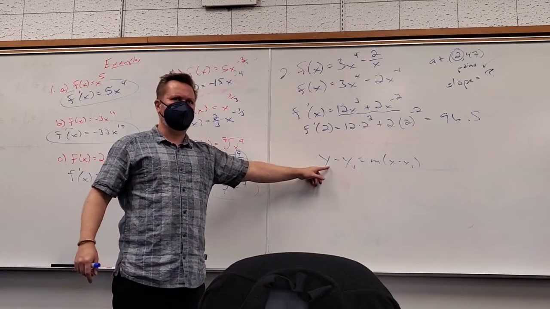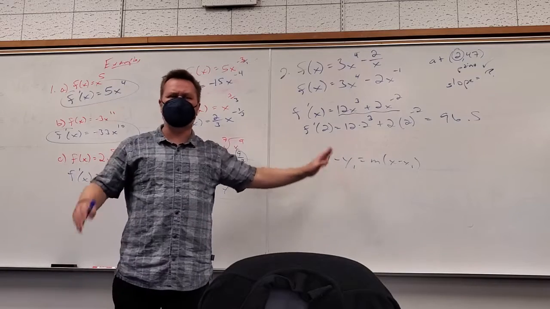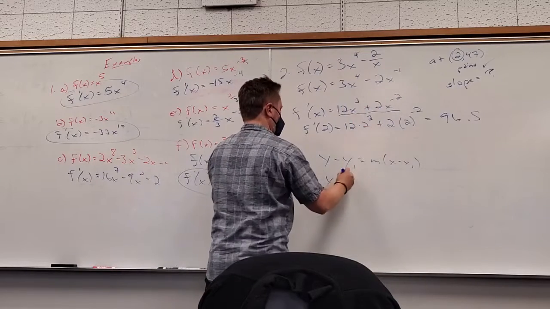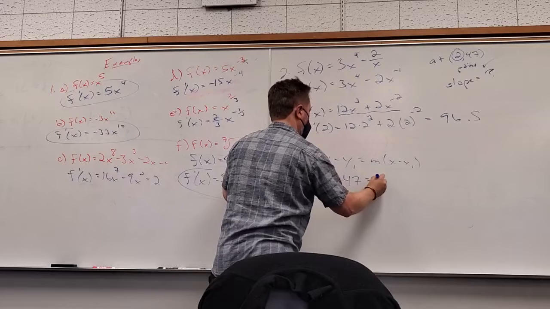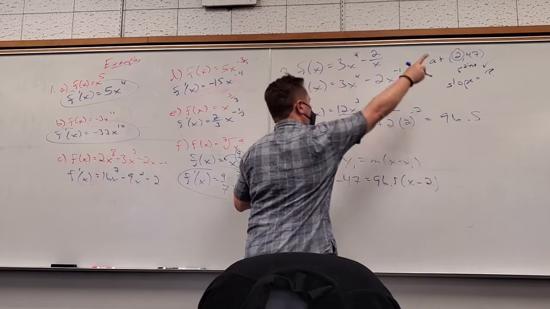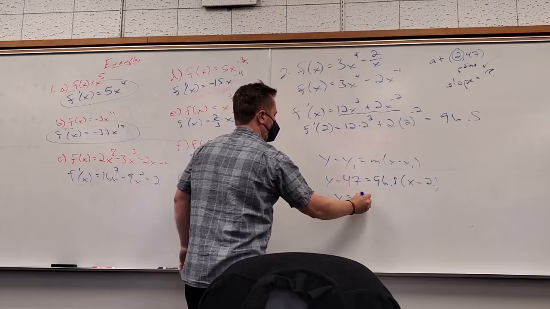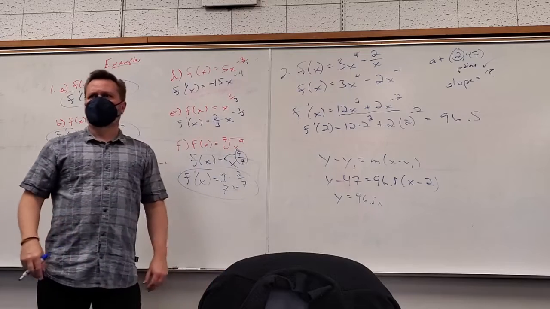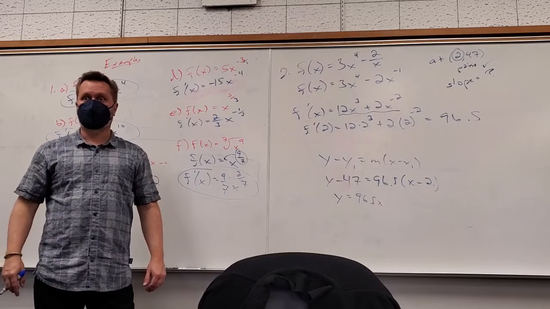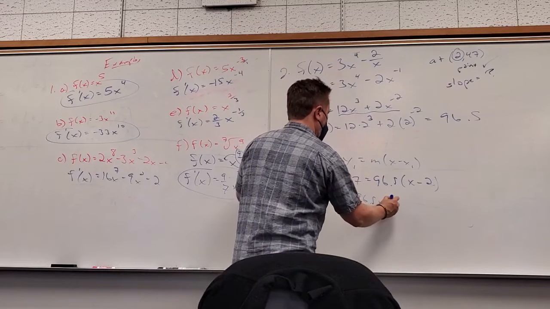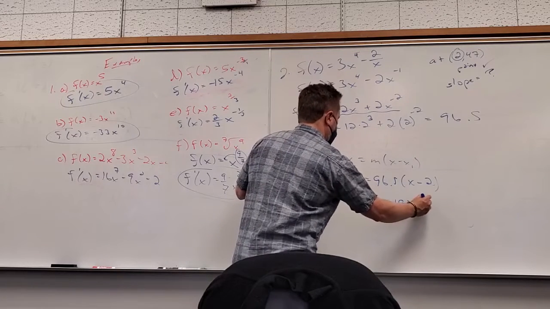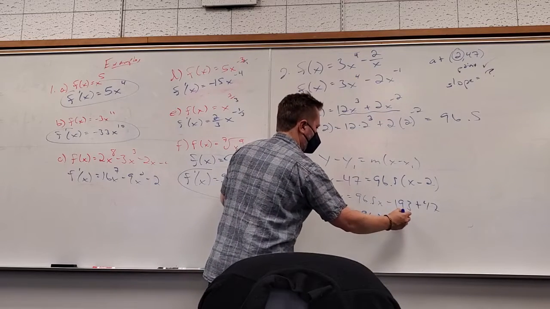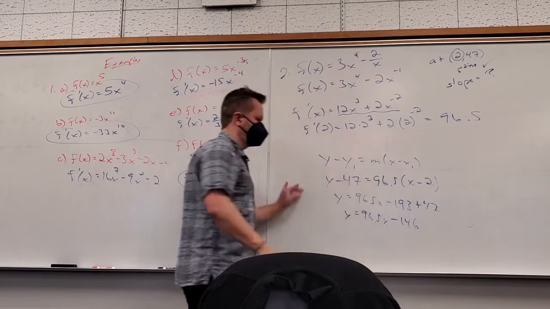I try to use this when I'm lecturing because this is going to come up later this semester in a different form, so I really want this in your head. So y minus the y piece equals m times x minus the x piece. So y equals 96.5x. 96.5 times 2 is 193, plus 47, right? 96.5x minus 146. I don't know. Does that sound good?